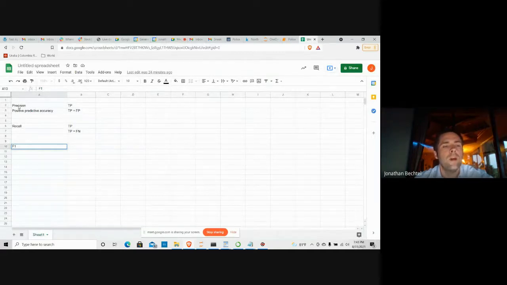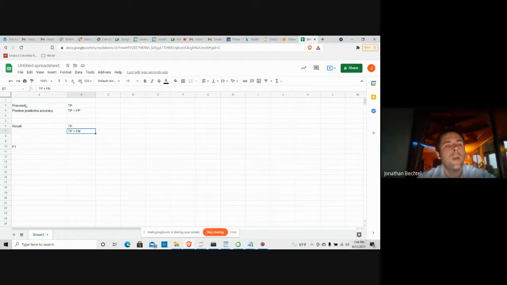We were talking about precision and recall. Precision, also called positive predictive accuracy, basically says the total amount of guesses you got correct, divided by the total number of guesses you made for that class. Recall is the total number of items you correctly identified, divided by the total number of items that actually occurred within the data.